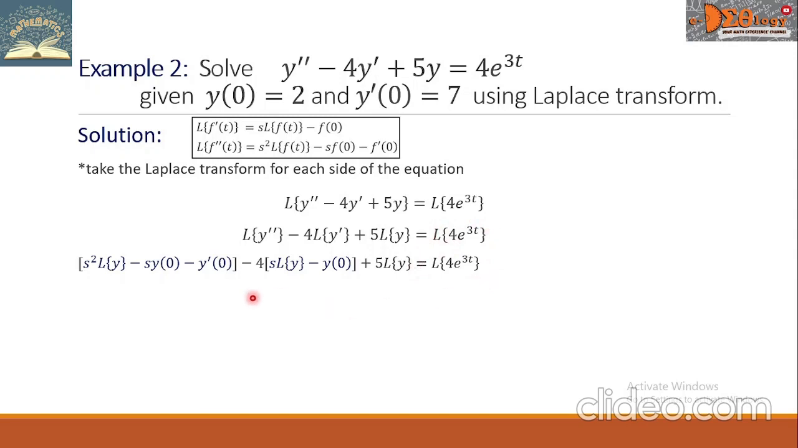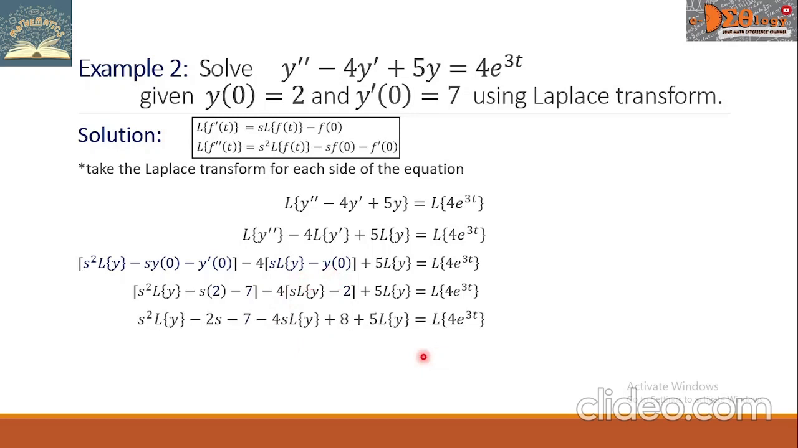Next thing to do, we're going to substitute the corresponding values of y of 0, and that is 2, also for y prime of 0, which is equal to 7. The equation here becomes like this. We multiply this 4 inside the grouping symbol. Let us combine this negative 7 and 8. Later, it becomes positive 1. Let us put all those terms with L of y values together. So the resulting equation becomes like this.